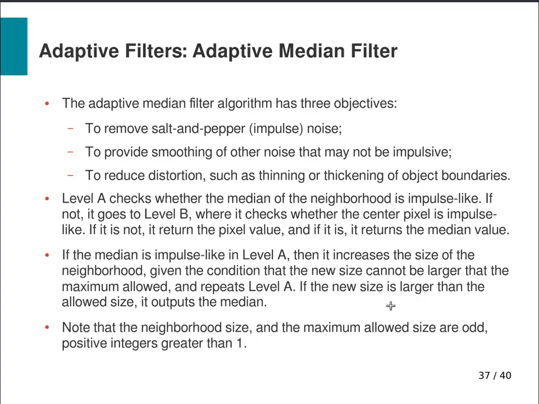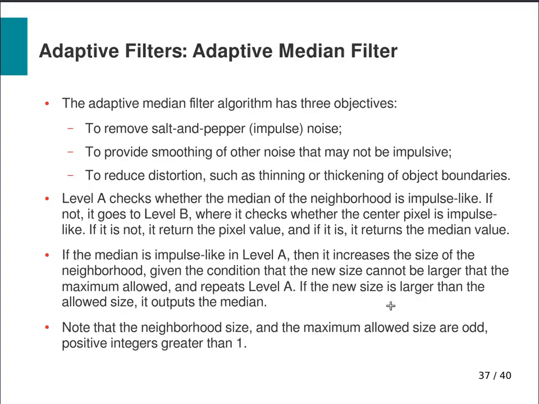So note that the neighborhood size and the maximum allowed size are odd positive integers greater than 1. This is something that we have discussed before: to have the center pixel truly at the center of the neighborhood, the size of the neighborhood should be odd in both dimensions. So this is something that we have seen before.